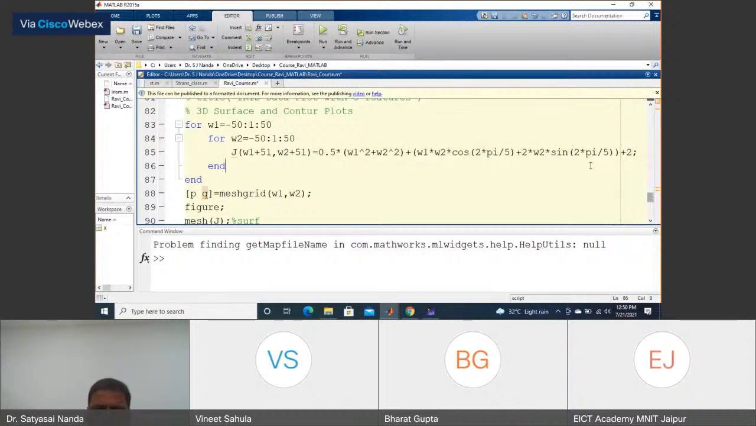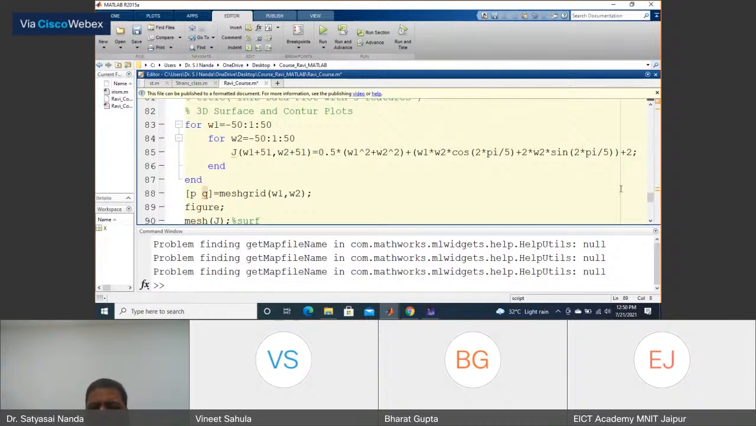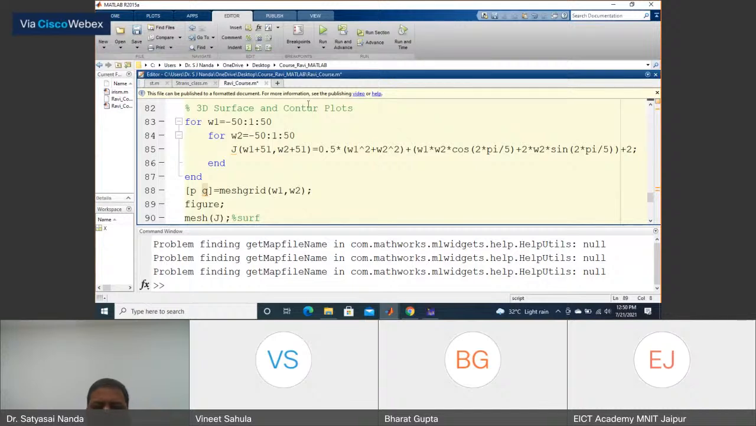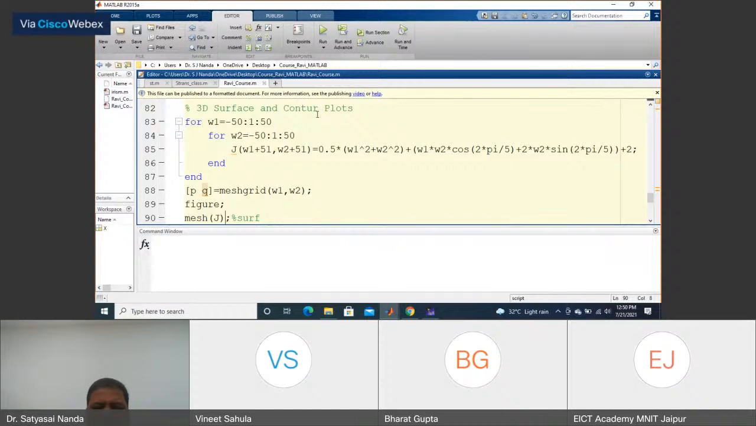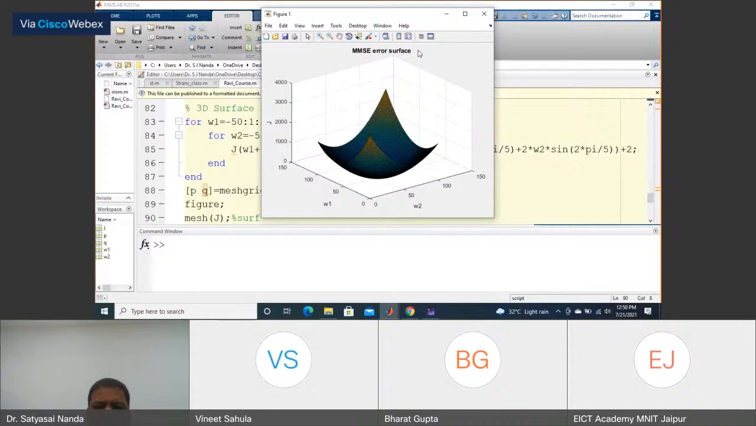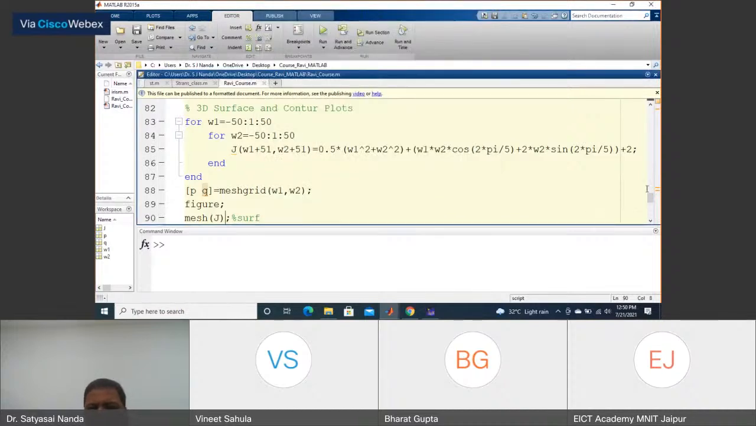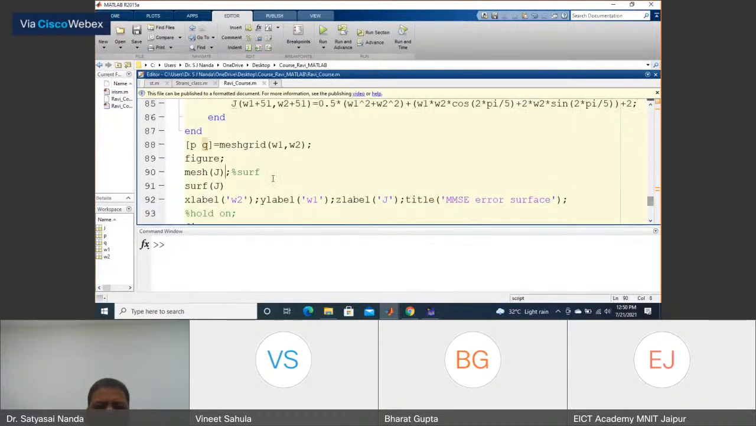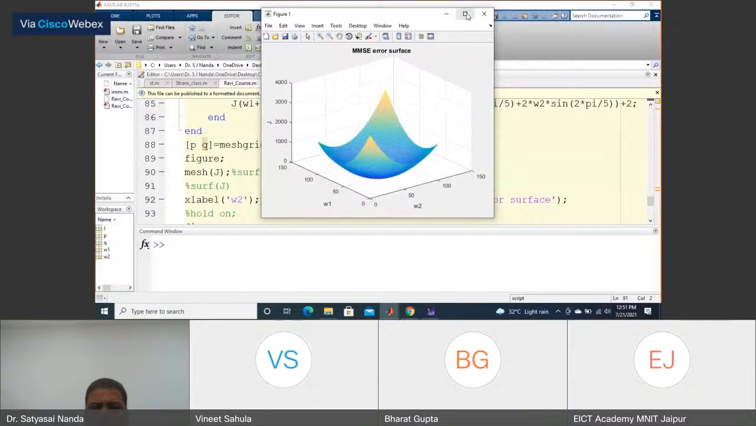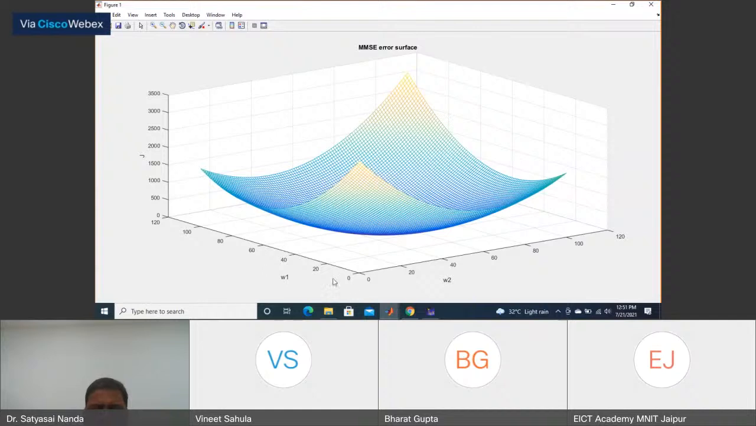In order to do the 3D plot, considering W1 and W2, I have created a mesh grid. With this mesh grid, you can plot this particular figure of J. So let's run this. This is the 3D plot of the MMSE surface, that is, the mean square error surface. You can do it with mesh or with surf. If you are using mesh, you can observe that this is the plot. W1 is varying and W2 is varying on these axes, and J, a nonlinear function, is varying on the 3D axis.